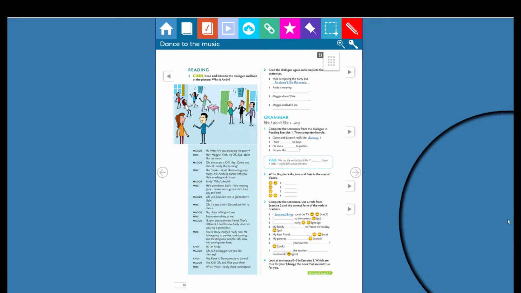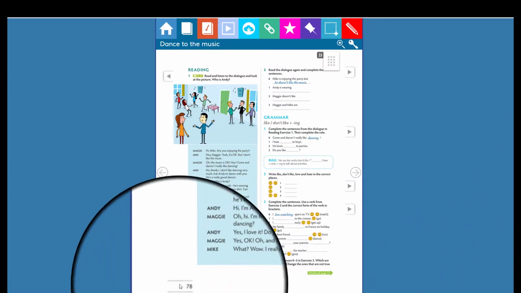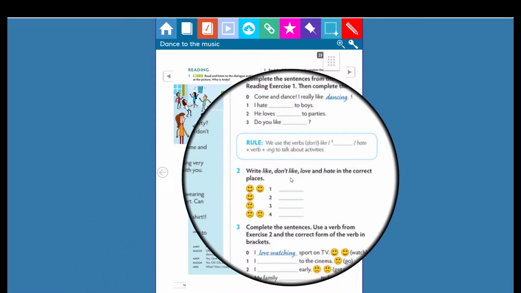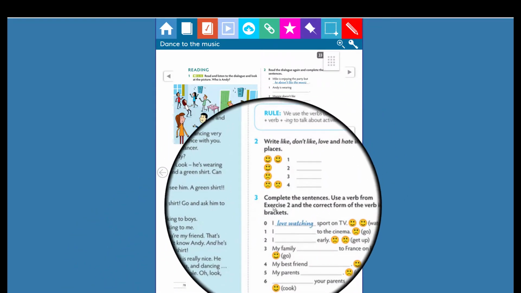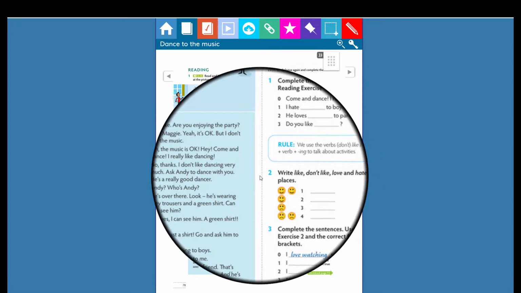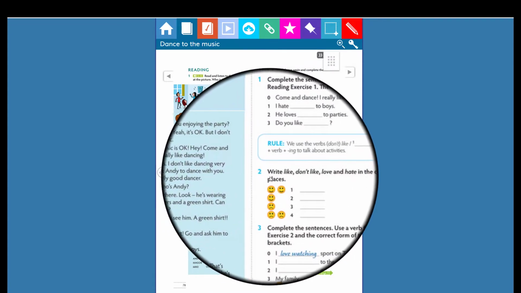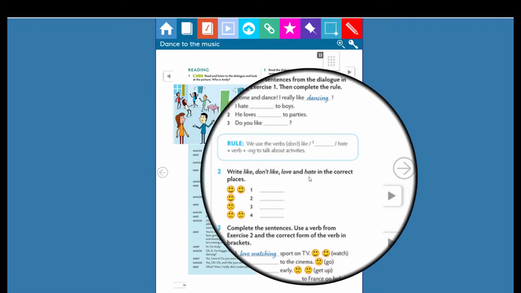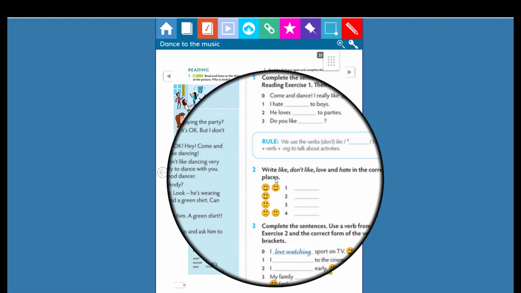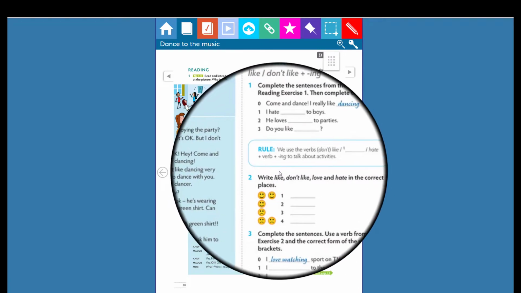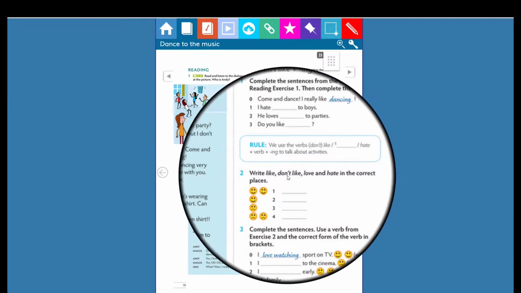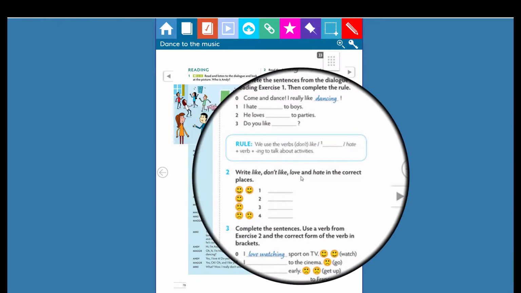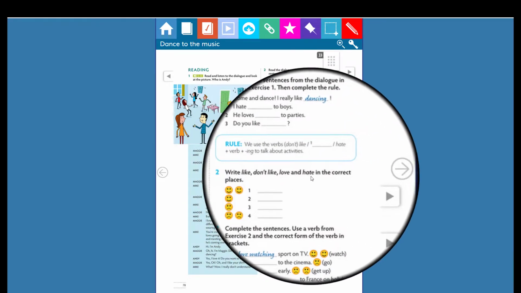So open your student books on page number 78 because we're going to do activity number 2 and 3. Okay, so let's read the instruction. Write like, don't like, love, and hate in the correct places. Like, in Spanish, gustar. Don't like, no me gusta. Love, amar. And hate, odiar.